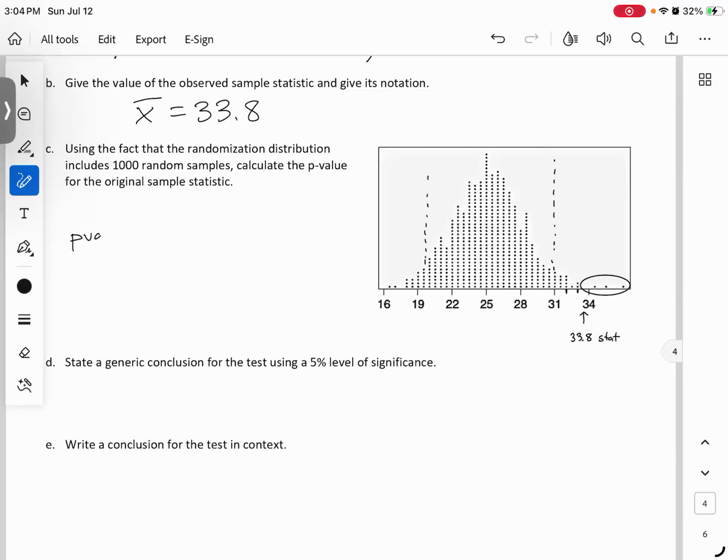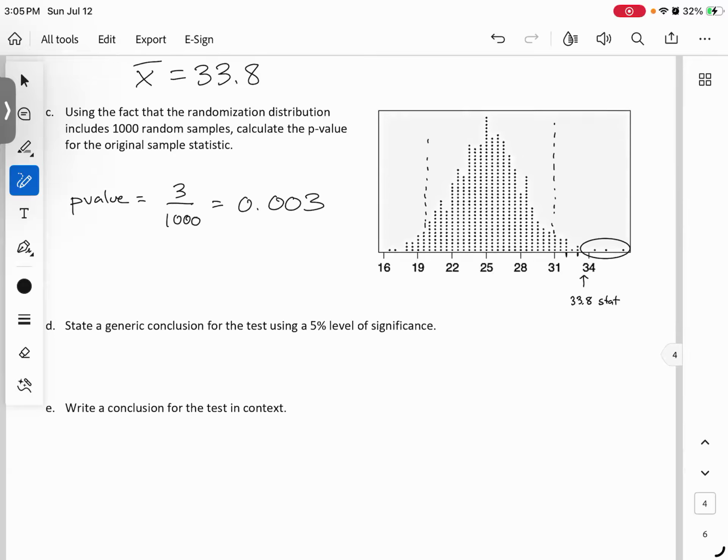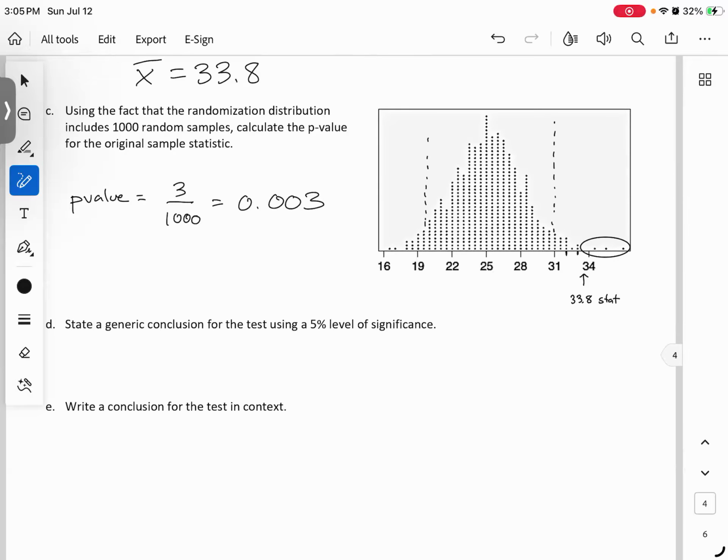So the p-value is 3 out of 1,000. And then you turn that into a decimal to get 0.003. Now, anytime that you see double zeros, that's a really small p-value. Like if this had been 3, that'd be a really big p-value. If it had been 0.03, that's small. But then anytime you have 0.003, that's a really small p-value. So, let's go on to D.